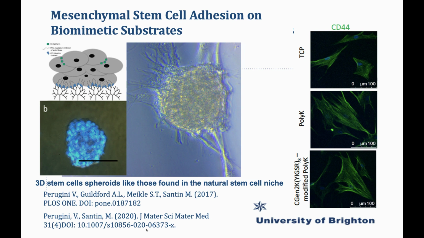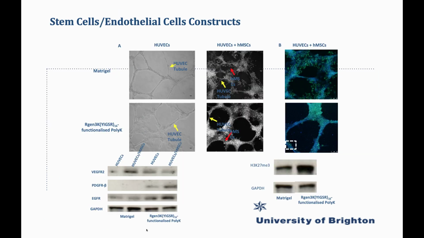And this depends on the density and spacing of the ligands we present. By reducing it, you can see on the right-hand side, the cells return to their traditional spread morphology, where they tend to lose their characteristics.